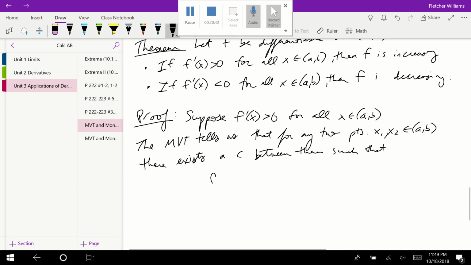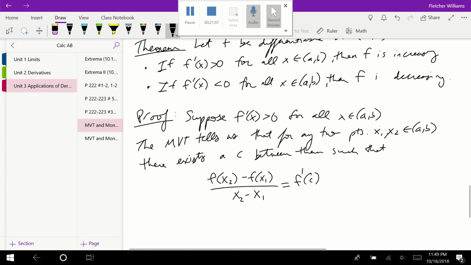f(x2) minus f(x1) over x2 minus x1 is equal to f prime of C. Right, there's some value where the slope of the tangent equals the slope between the endpoints of an interval.